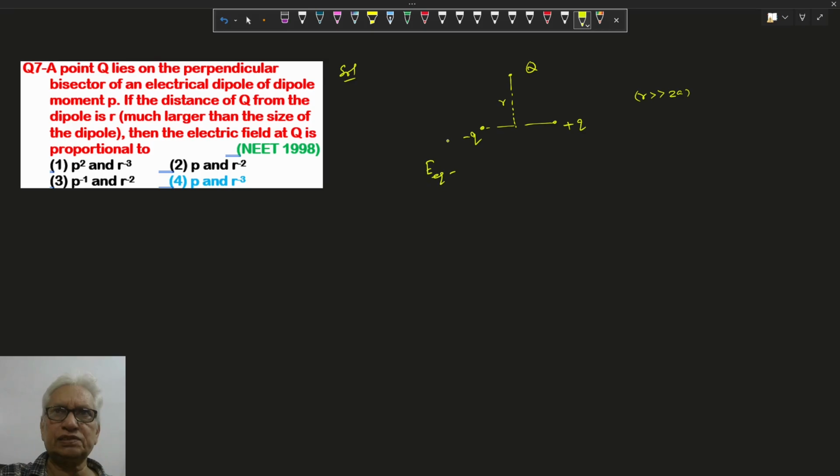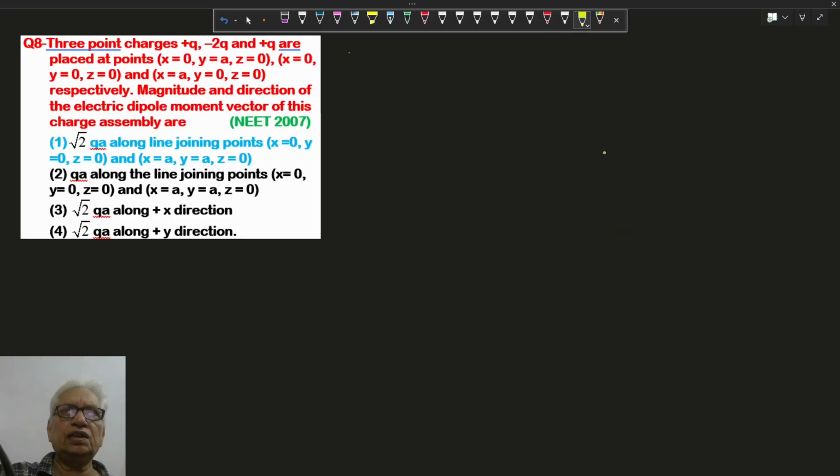At the equatorial position, when the distance r is very large in comparison to the size or gap between the two charges of the dipole, the formula for E at the equatorial position will be kP upon R cube. So here you can say E equatorial is directly proportional to the dipole moment and inversely proportional to R cube, or R to the power minus 3. So here option 4 is correct.